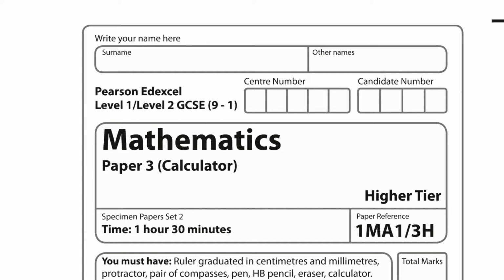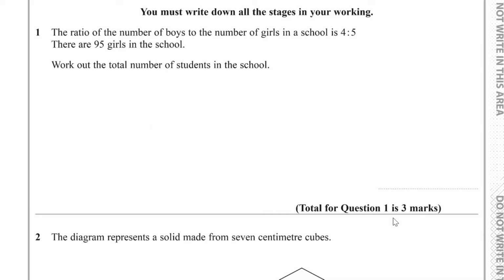This is the Edexcel GCSE 9-1 Maths Paper 3, which is a calculator paper, and it's from the Higher tier, from the Specimen Set 2 papers. Question 1. The ratio of the number of boys to the number of girls in a school is 4:5. There are 95 girls in the school. We have to work out the total number of students in the school.